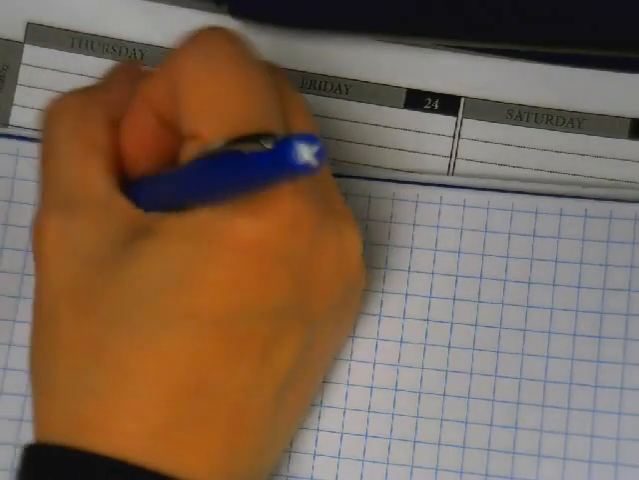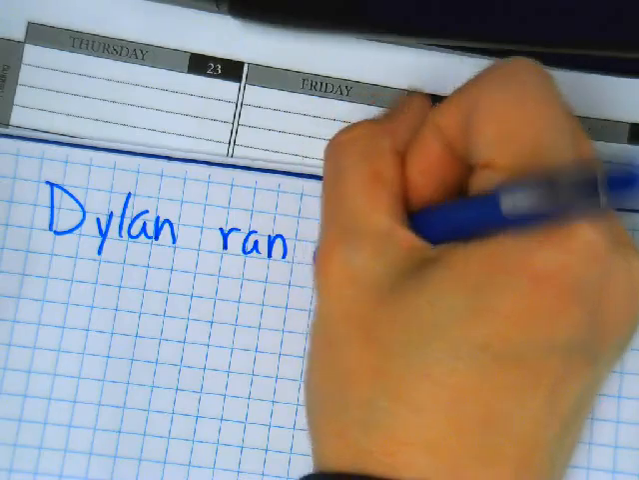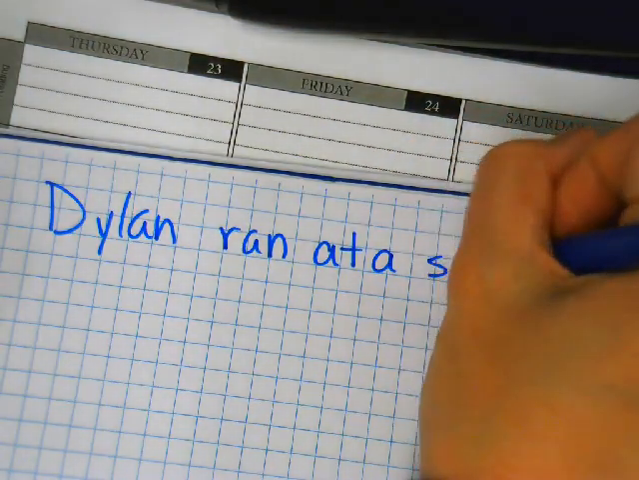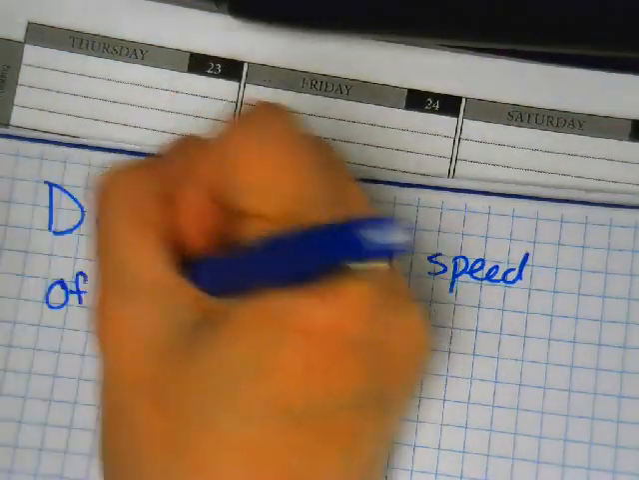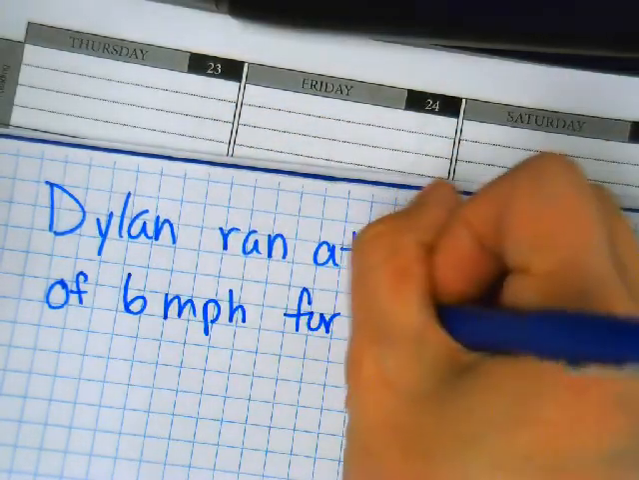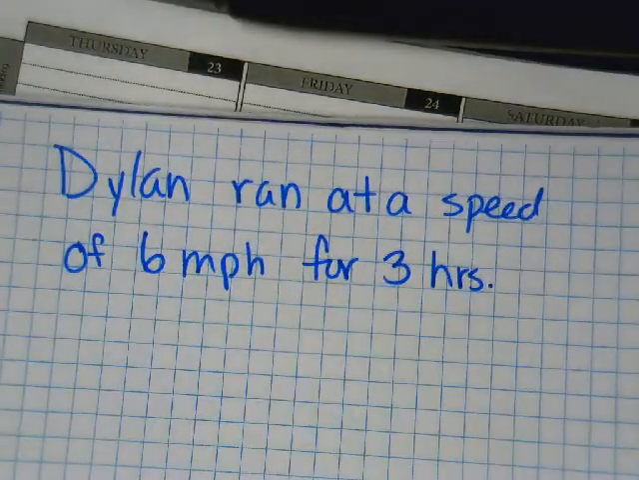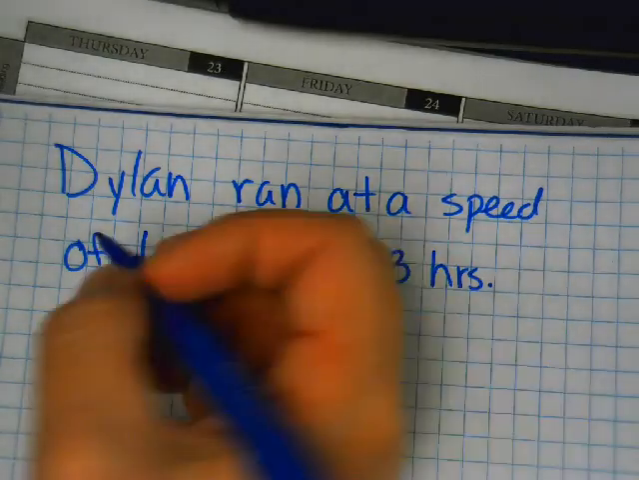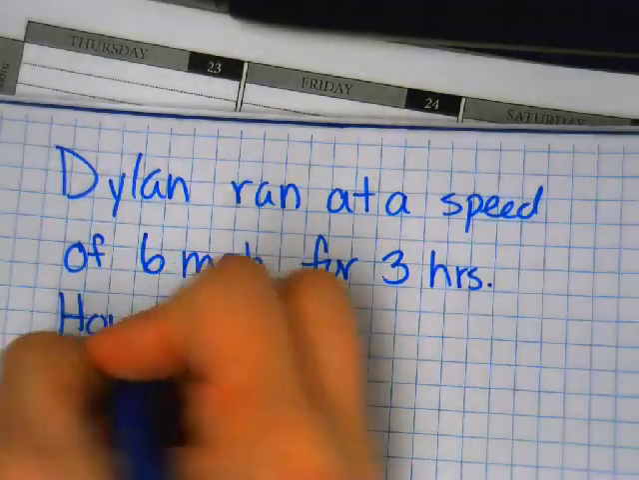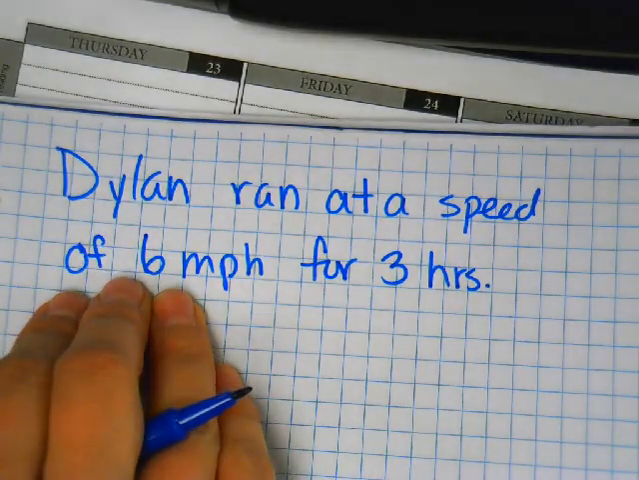Dylan ran at a speed of 6 miles per hour for 3 hours. Only 6? I don't like 12 miles. We'll test it out tomorrow. Meet me out in the field. Okay, so Dylan ran at a speed of 6 miles per hour for 3 hours.